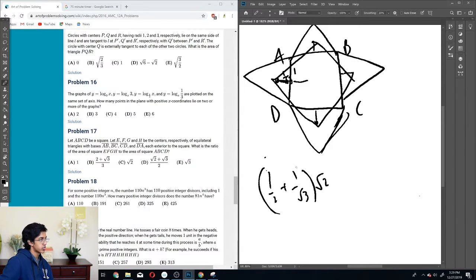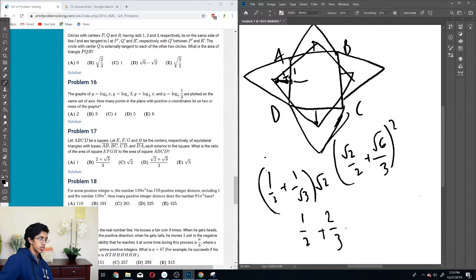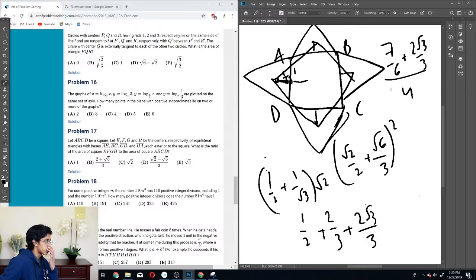And it's asking for the ratio of the area. So we basically get root 2 over 2 plus root 6 over 3. Then you want to square this in order to get the ratio of the area. That's just going to be 1/2 plus 2/3, and then plus root 2 root 3 over 3. If we simplify this, we should get a nice answer. So we get 3 plus 4, 7 over 6, plus 2 root 3 over 3, which is not right. Hold up. Oh wait, we said the side length of the square, so we had to divide by 4. No, but even then, that's just wrong.